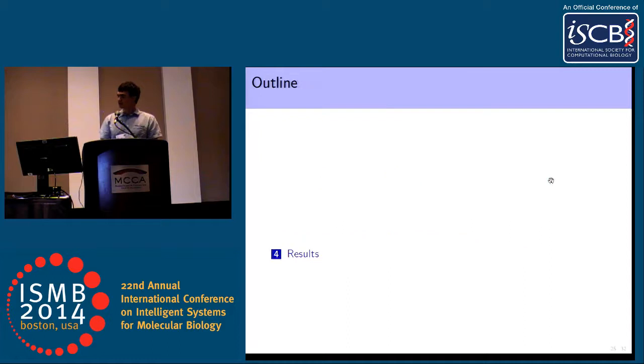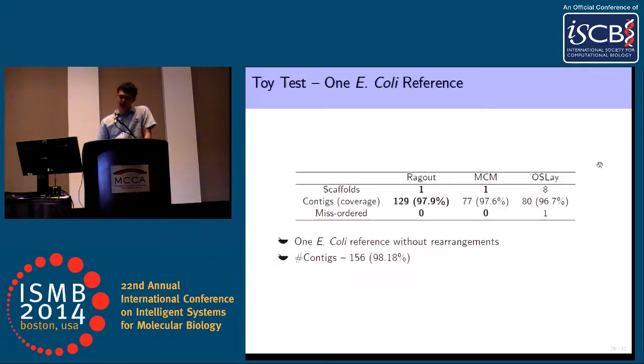And actually, that is all. And now let's do some tests. Let's see how Ragout performs. First, I want to make a very easy test where we have only one reference. And it makes it possible to compare Ragout with other tools that use only one reference. There are MOV, Contig Mover and OSLay. And these genomes do not have any structural variations between each other.